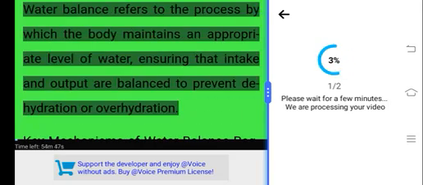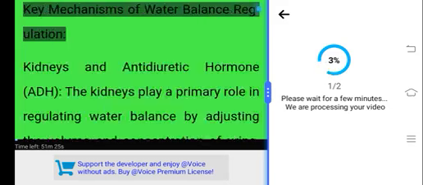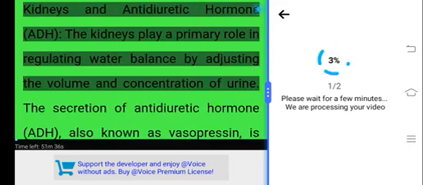Water balance refers to the process by which the body maintains an appropriate level of water, ensuring that intake and output are balanced to prevent dehydration or overhydration. Key mechanisms of water balance regulation. Kidneys and antidiuretic hormone, ADH.